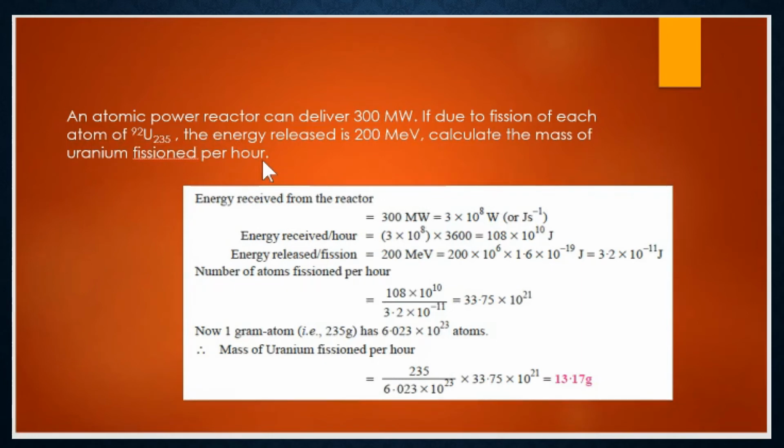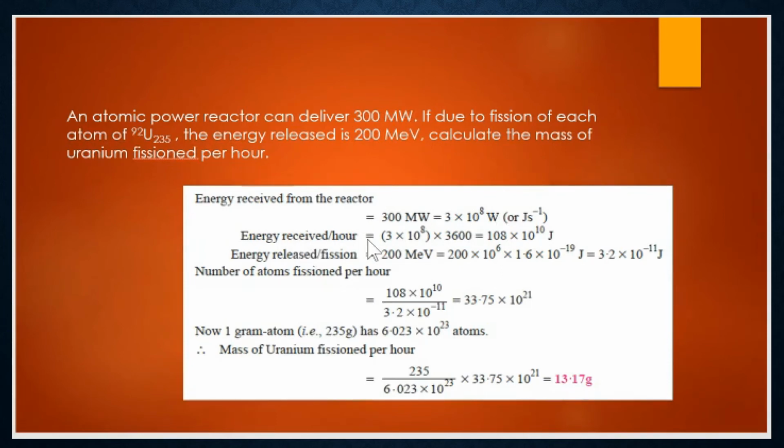What this statement says is, by releasing 200 mega electron volts, we can get 300 megawatts of energy. So how much uranium do we have to use for fission? 300 megawatts is nothing but 3 into 10 to the power of 8 watts.